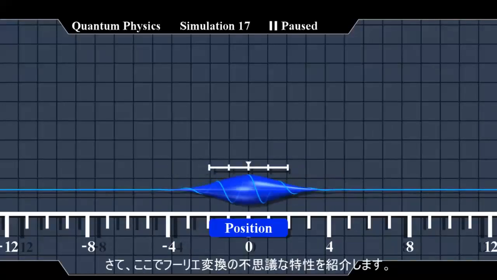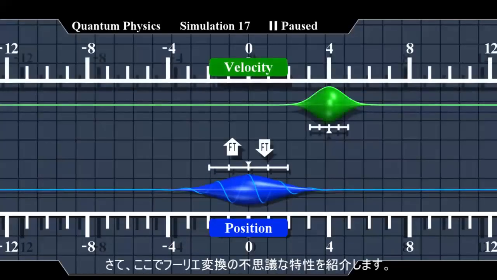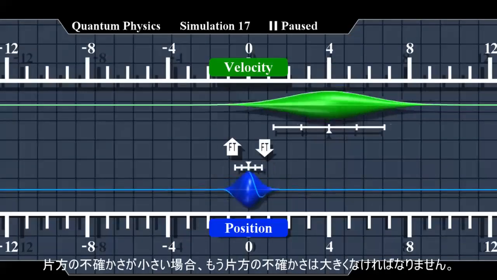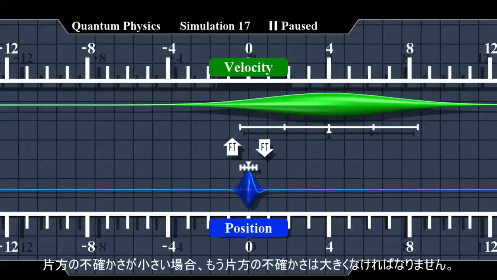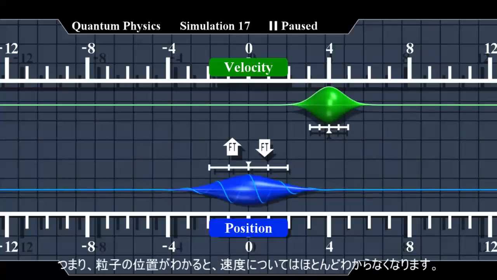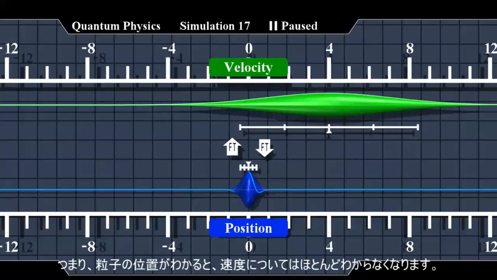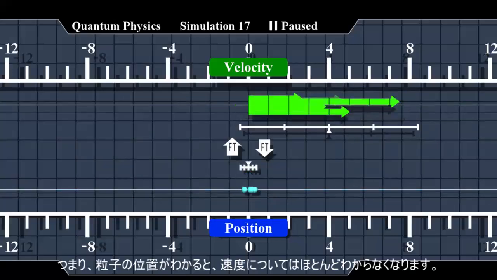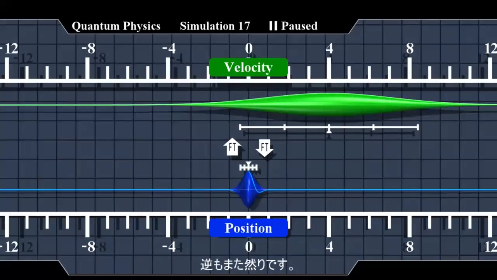Now here's a curious property of the Fourier transform. If one uncertainty is low, the other one must be high, and vice versa. They can't both be low. So if we know approximately where the particle is, we'll know little about its velocity, and the other way around.